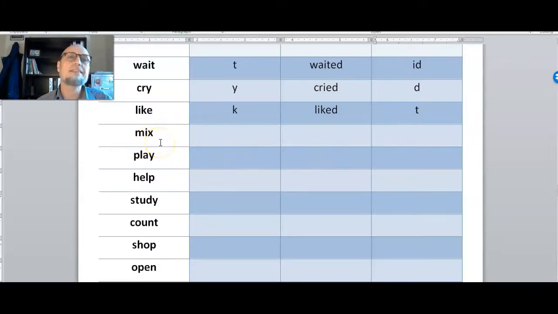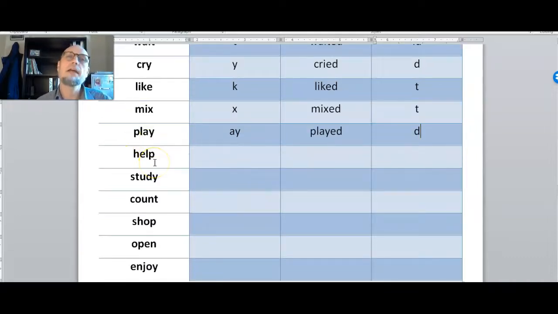This one, mix. The last sound is x. Here's the spelling. X is unvoiced, so mixed sounds like t because it's unvoiced. The verb play. A is the last sound. A is voiced, so we would say played. The last sound is d.